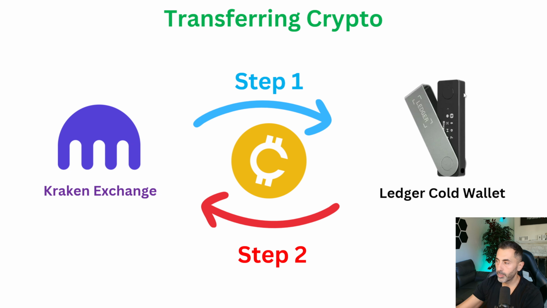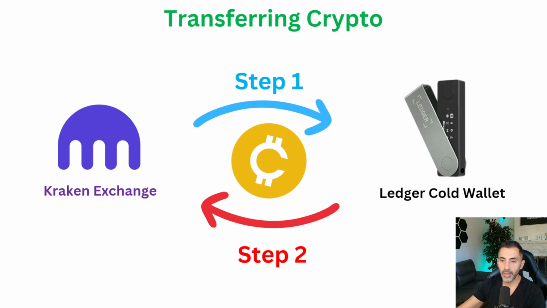In this example, I'll be using a Ledger Nano S Plus, but the steps are pretty much the same for the Nano S, Nano X, and other Ledger cold wallets. I'll be using Kraken as the exchange since it's one of the most popular centralized exchanges in North America. Now that said, the exchange you use doesn't really matter. The process is basically the same for all of them.